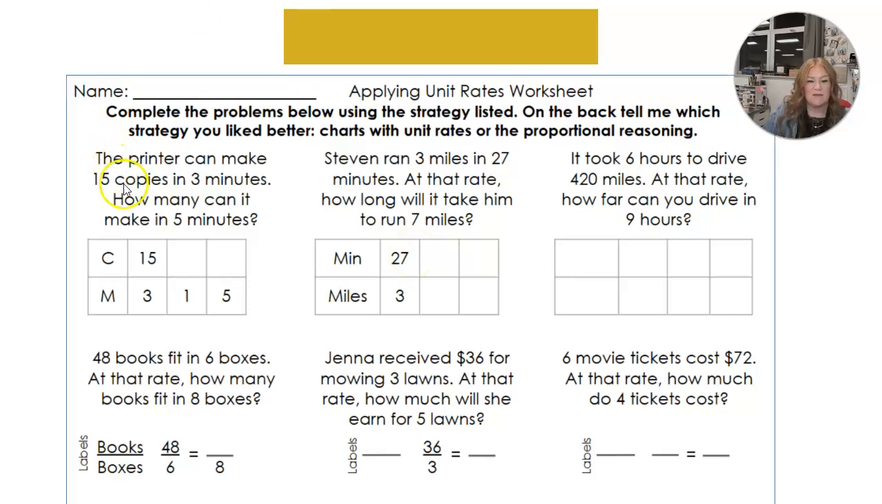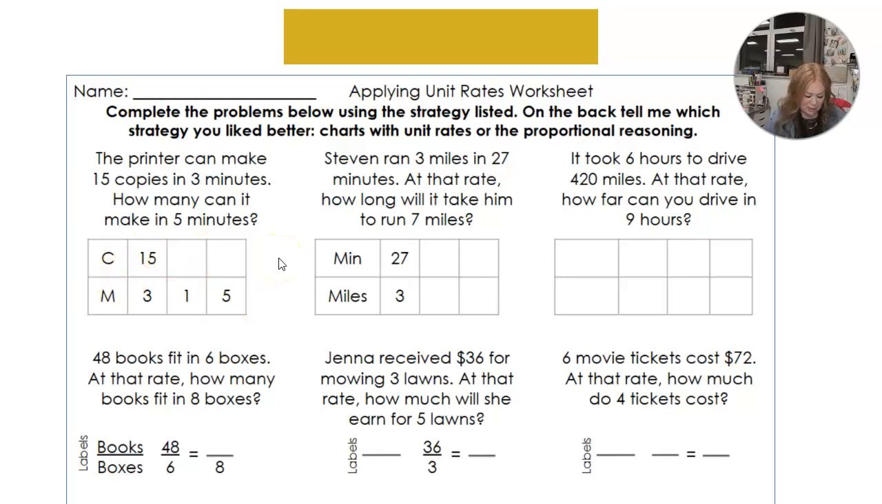So the printer can make 15 copies in 3 minutes. How many can it make in 5 minutes? This one's already been set up for us, so you can see we're talking about copies and minutes. So it makes 15 copies in 3 minutes. Then we want to know how many can it make in 1 minute. And then once we know how many it can make in 1, then we're looking for how many it can make in 5. So we set up what we know.